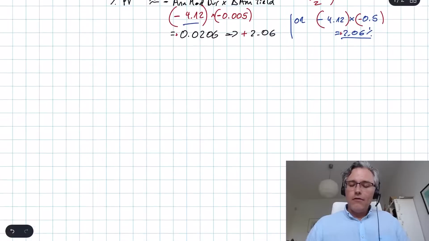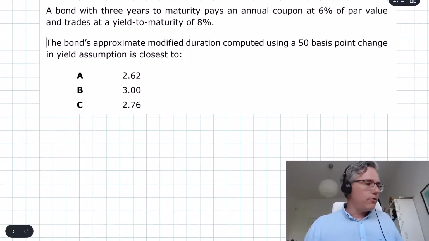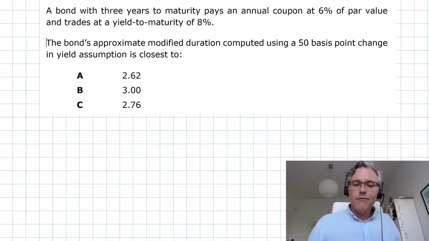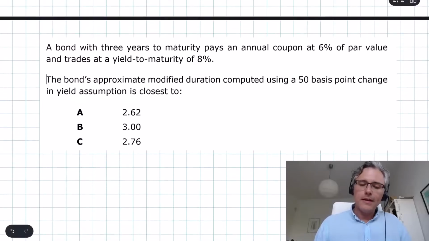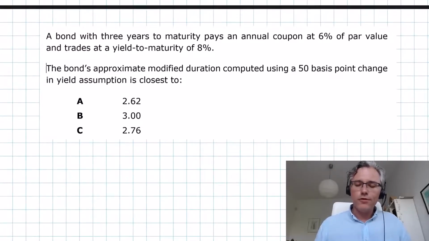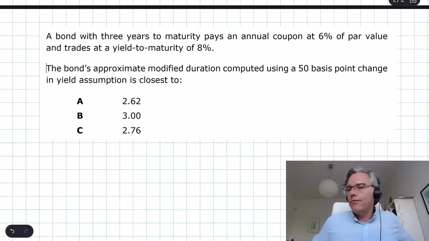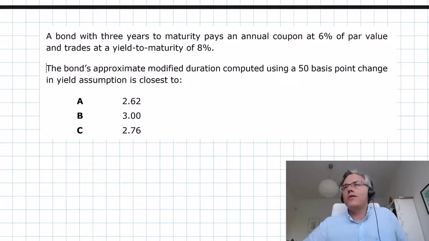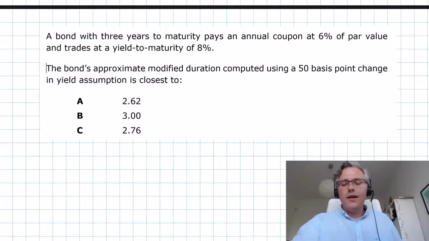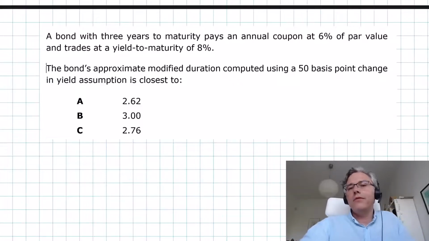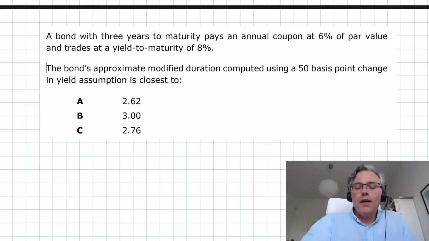Right, now for the next question which I want to do with you, and this one is all about something called approximate modified duration. You kind of know already that you can easily compute modified duration once you know Macaulay duration, and your calculator will help you compute Macaulay duration quite easily. We've done that in previous videos.